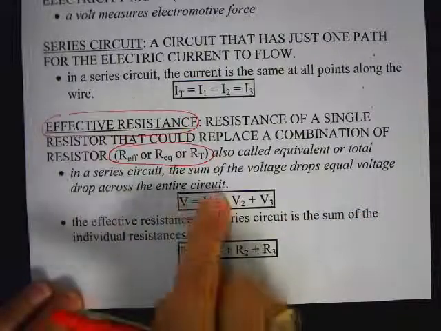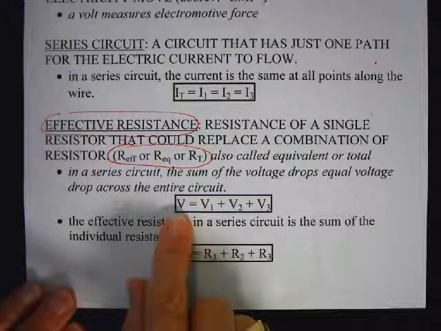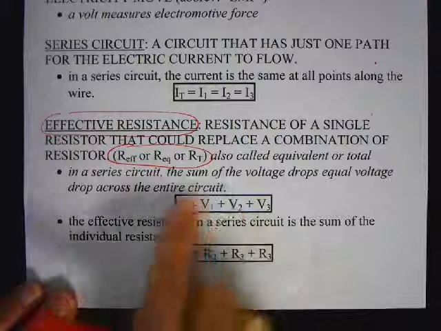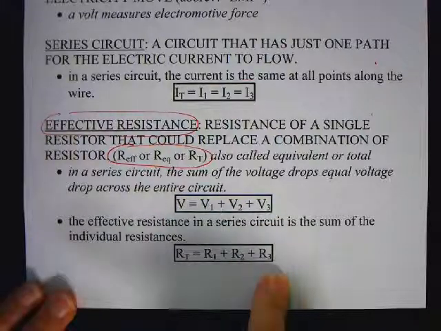Now, in series, the voltages add up. So what happens is when we have a series circuit, we have the current coming out of the battery, and then there's going to be a voltage drop across each resistor. So the voltages add up, and then the resistances add up.